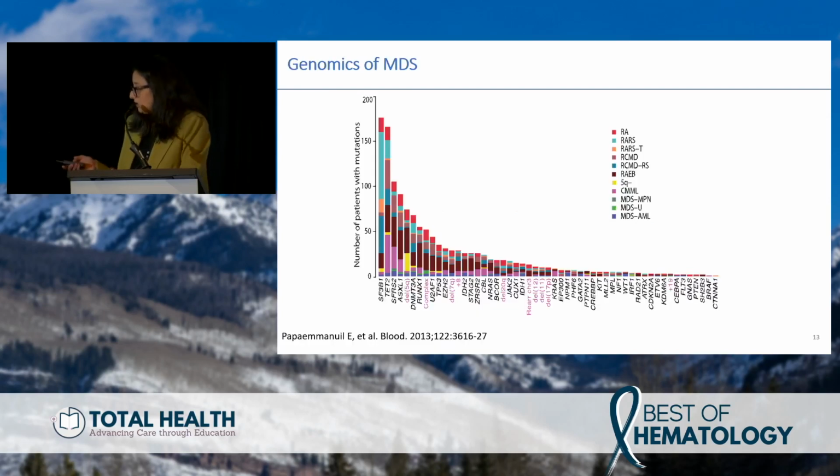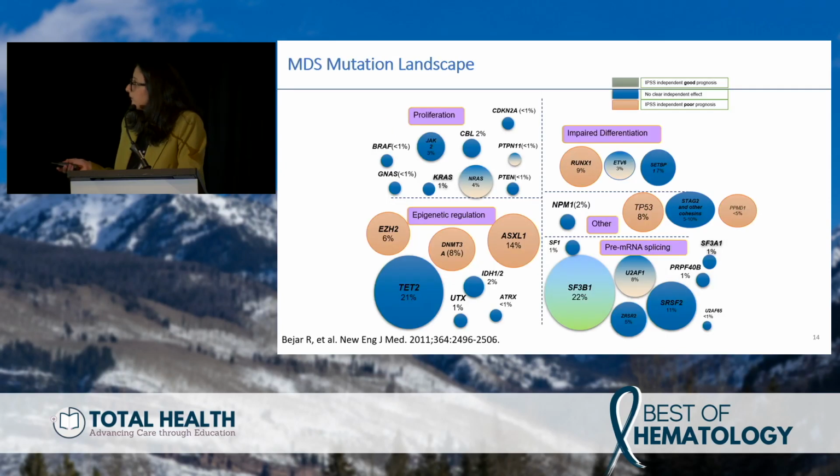But now we're seeing that the genomics of the disease are becoming really important in how we prognosticate our patients, how we give them information about how aggressive their disease is and how likely to progress to AML. And some of the important players in this space are obviously the splicing factor mutations like SF3B1 and the other co-mutations in that space, as well as these mutations that regulate the epigenetics such as TET2, ASXL1.